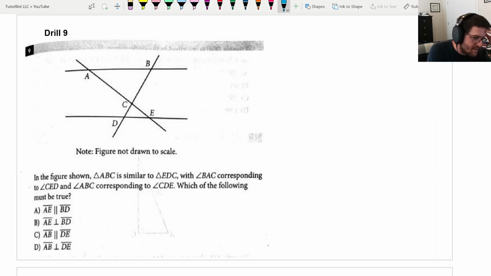Okay, ABC is similar to EDC. Which of the following must be true? Okay, so I'm going to go ahead and label these guys. So ABC, so A and E in the triangle. See how I'm kind of like, if you want, we can trace it.